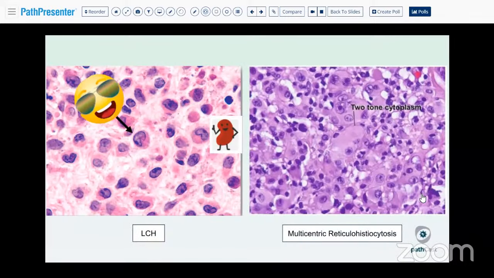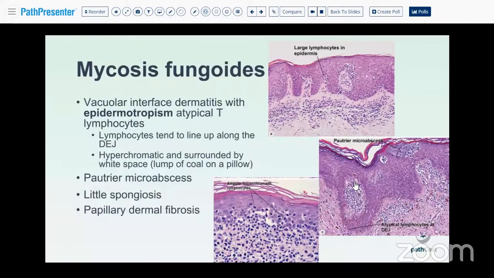Side by side are Langerhans cells versus multicentric reticulohistiocytosis. The histiocytes have a very different quality to them, being multinucleated forms with two-tone ground glass cytoplasm here. Mycosis fungoides, I put here as a distractor because of the epidermotropism.